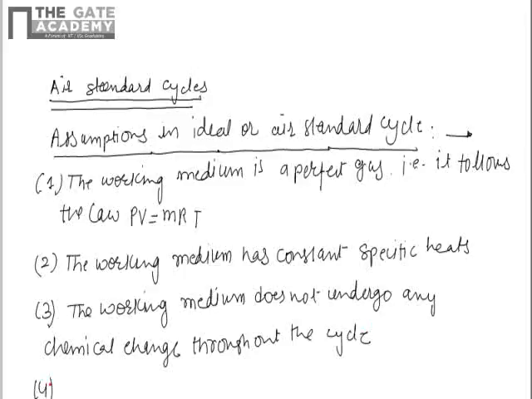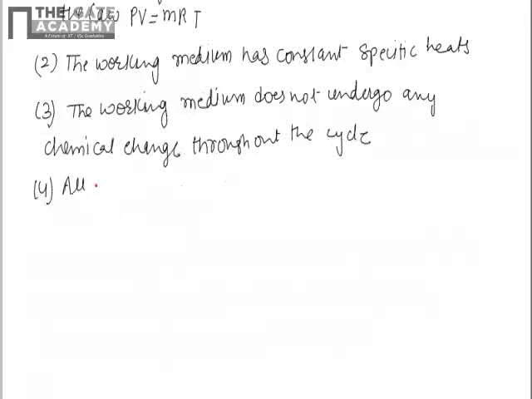Assumption number 4: the operation of the engine is frictionless, meaning we consider all processes reversible. But in reality all processes are irreversible. So these are the basic assumptions made in air standard cycles. Now one by one I will take the air standard cycles for IC engines.